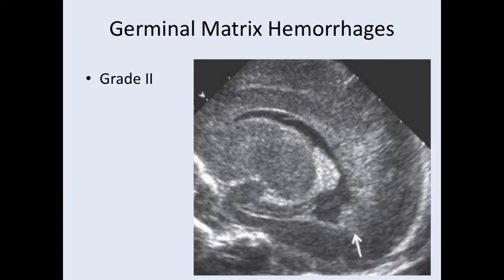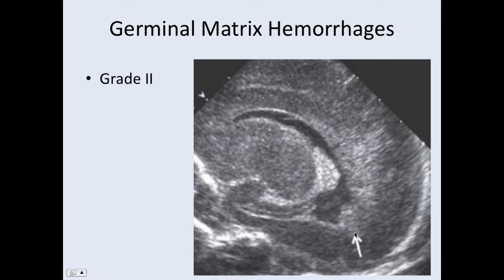This is an example of a grade 2 germinal matrix hemorrhage. Remember that babies are laying on their back most of the time. And so if you have blood that spills into the ventricles, it's going to float down by gravity to the lowest position. And in the brain, that is the occipital horn of the lateral ventricles, which is back here.